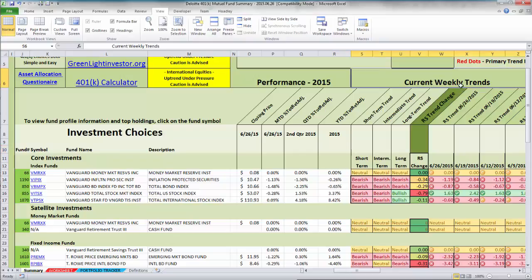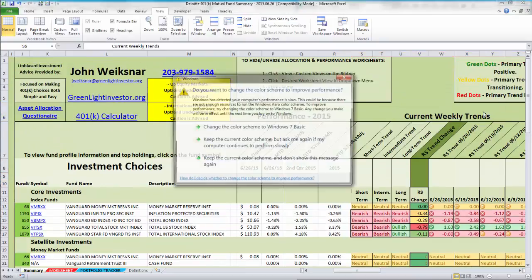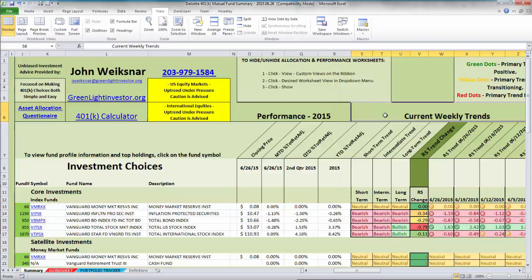And finally, we go to what I think is the most exciting and unique part of this worksheet. And that's the current weekly trend scores. In the center column, we have the relative strength trend change, and that's on a week-to-week basis. We look at that, and the funds that are in green are the ones that on a relative basis have been the strongest performers. And when you see red, those are the ones that have been the weakest performers.